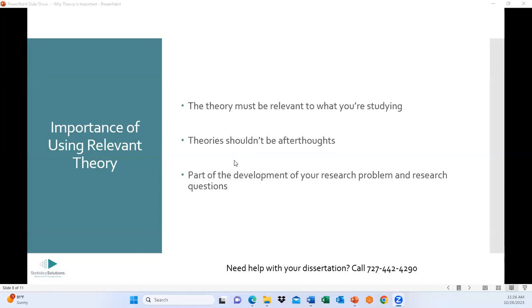So that's how they can become part of your research questions and your research problem, right? You're thinking about the theory that you're going to use and what you're going to be measuring all at the same time as you develop and start to put the parts together for your study.